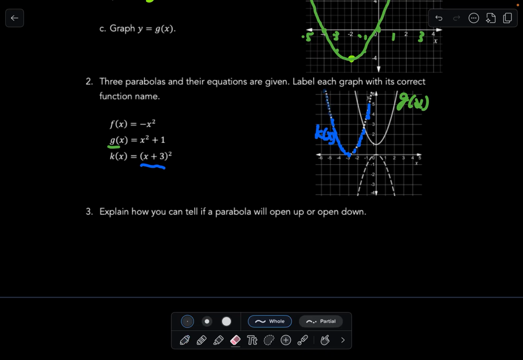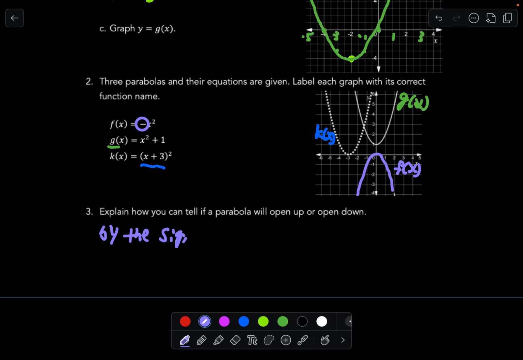All right. I'll just erase that. I don't need that. And obviously the last one, the only one that's not matched would be f of x, which is the sad one. Notice the sign in front of the x squared is negative. That means the graph is sad. It's frowning at us. So it opens downward. Okay. Explain how you can tell if a parabola will open up or down. By the sign of x squared.